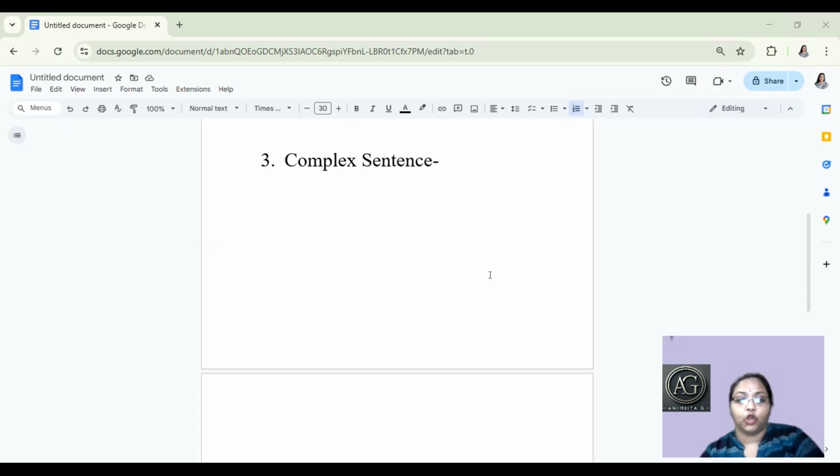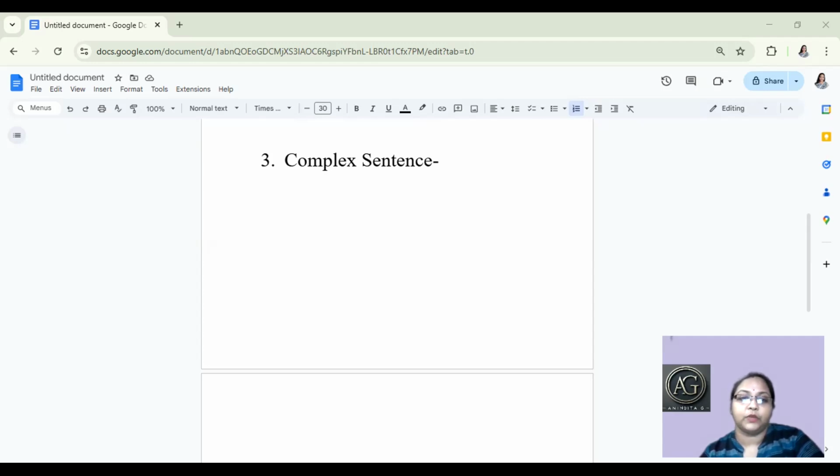For example, although it was raining, we went for a walk. So although it was raining is the dependent clause and we went for a walk is independent. Then, she didn't go to school because she was sick. She didn't go to school is independent, because she was sick is dependent. So although, because, so, these are subordinating conjunctions.